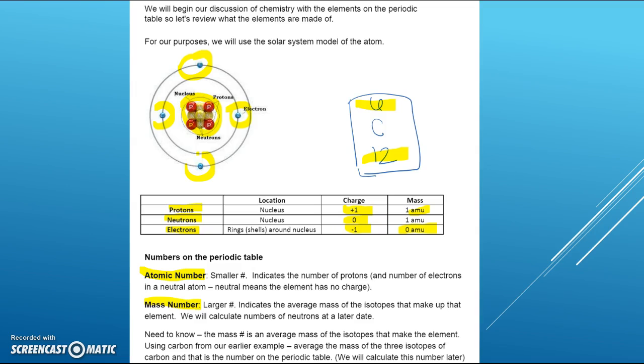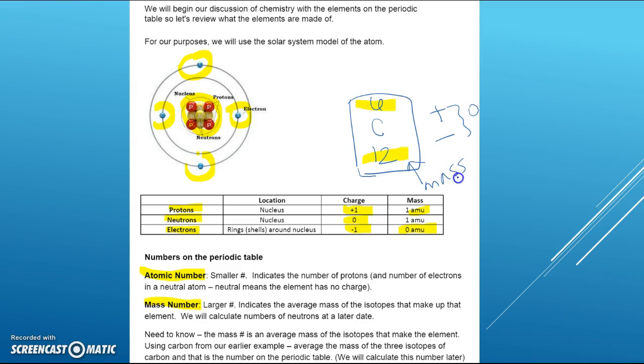So neutral means the element has no charge. So it would make sense that you need to have the same number of plus and the same number of negative. If these will equal out, then essentially it's a 0 charge. Okay? The mass number is the larger number, so it'll indicate the average mass of the isotopes that make up that element. We're going to talk more about this later, but just know that the bigger number will be the mass number, so this is the mass number.